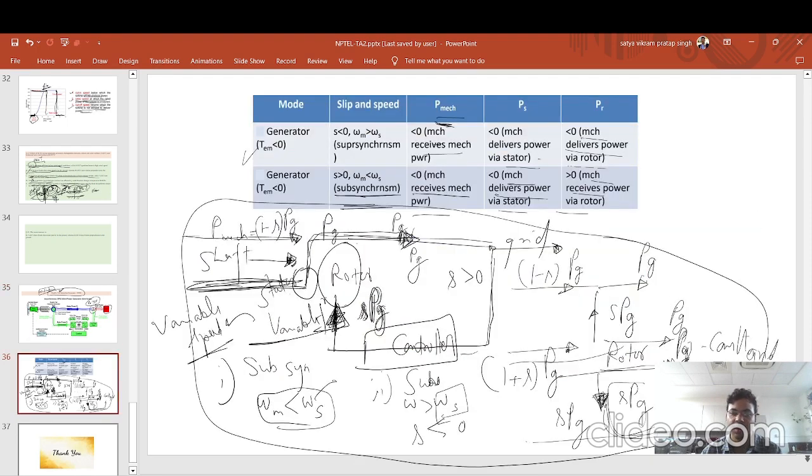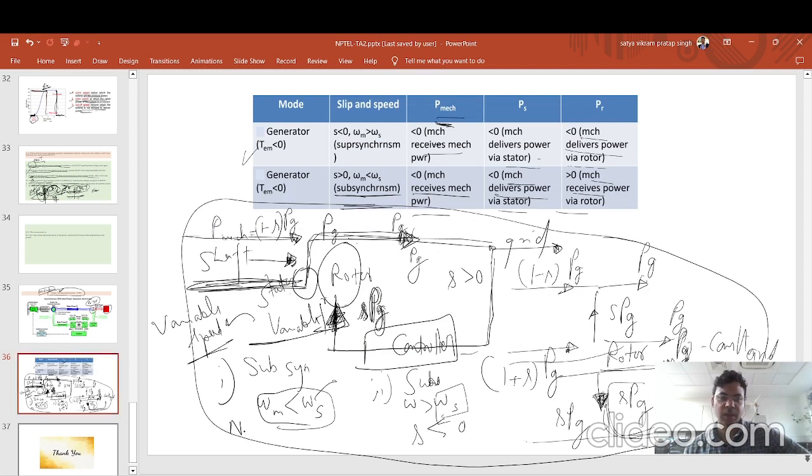Sir, one doubt, sir. May I ask? Yeah, sure. Actually, sir, in the induction generator, basically, less than synchronous speed, is the slip less than 0 or greater than 0? In both cases, it works as a generator.